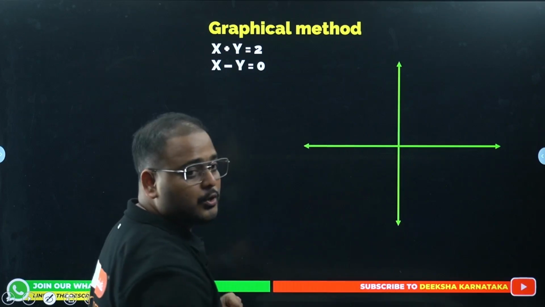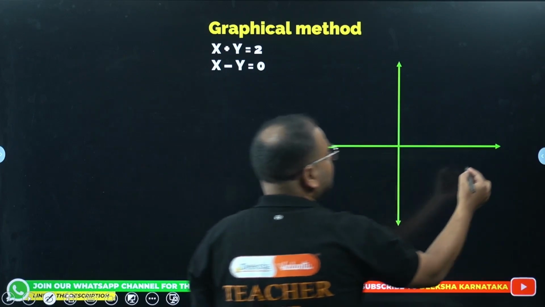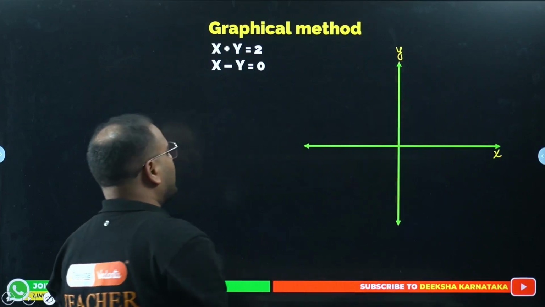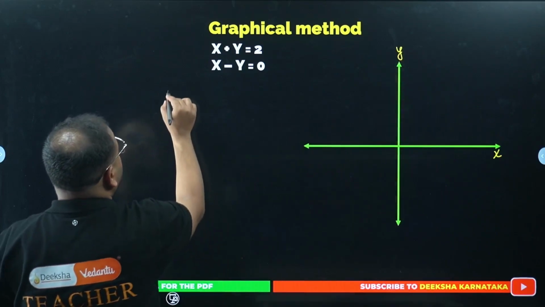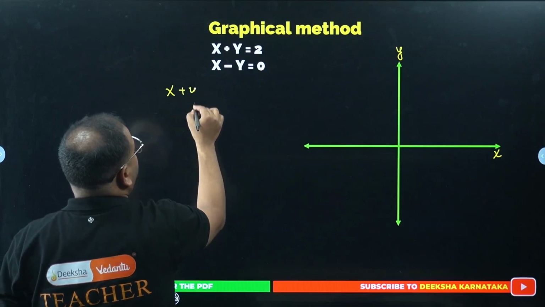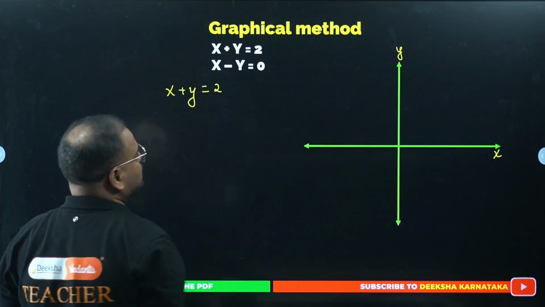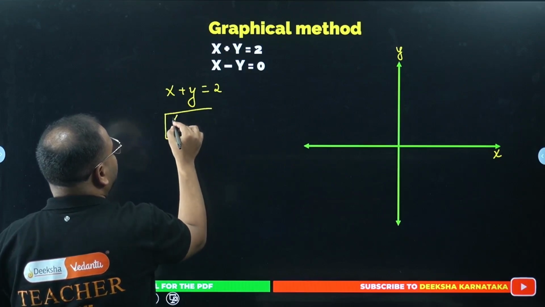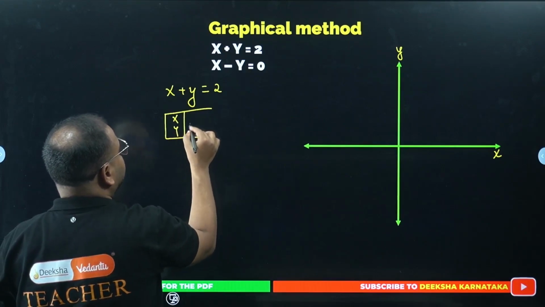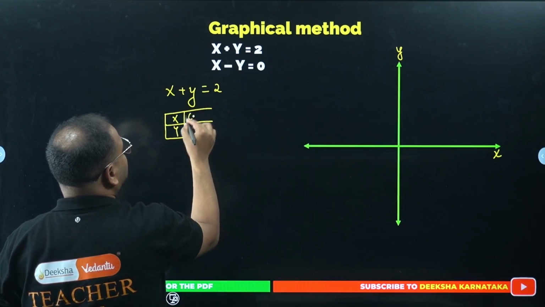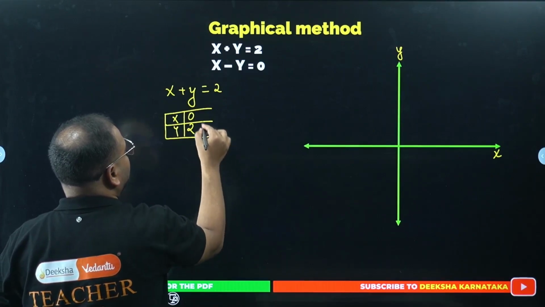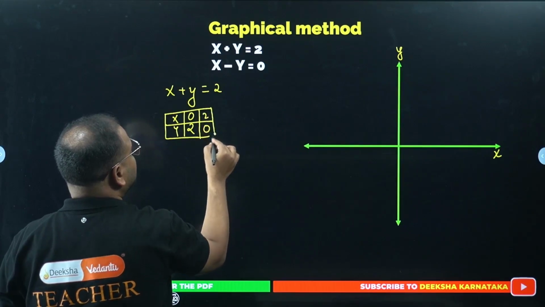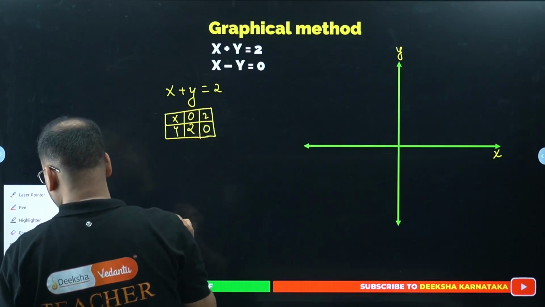x plus y equal to 2. Let's take this as x axis, this as y axis. Okay, great. First equation, x plus y equal to 2. We have learned this in grade 9, come on, x and y. If x is 0, what is y? 2. If y is 0, what is x? 2. How, sir? Put here, no?